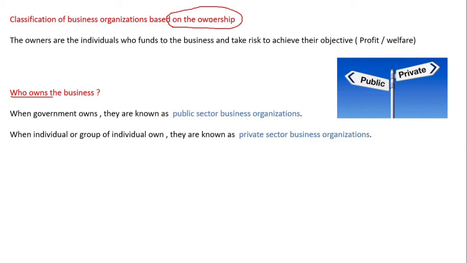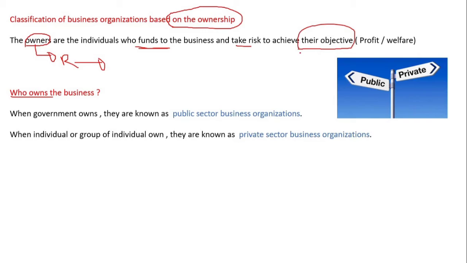Before talking about ownership, we should first know who the owner is. Generally, the owner is the person who gives resources to the business. In simple terms, who funds the business, who gives money to the business, and the owner is the person who takes the risk. If the business is making a loss, the owner will suffer. The owner is the person who takes the risk to achieve the objective.